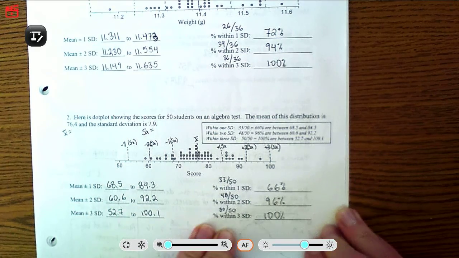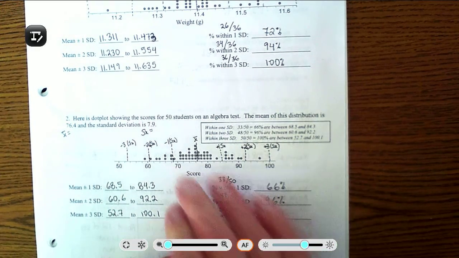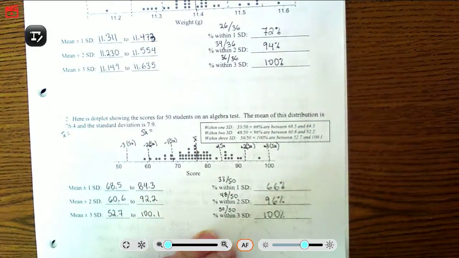What do you think we are going to notice here? These are small samples. These are 50 students. These are 36 Oreo cookies.